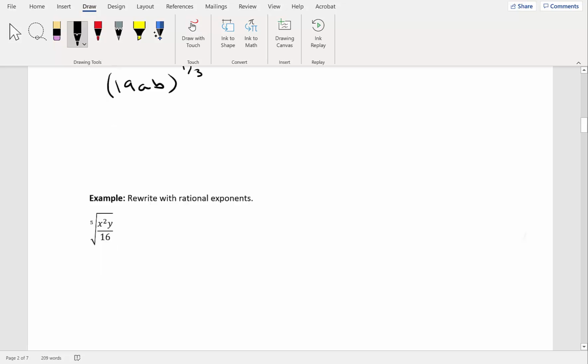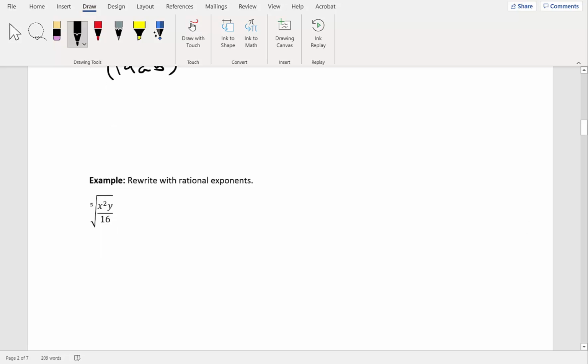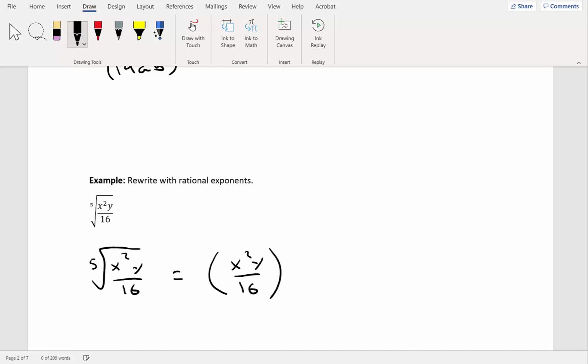Let's take a look at another one. This time we have the 5th root of x squared y divided by 16. So we're going to rewrite this so we have a fraction as an exponent. So our radicand here is x squared y over 16. And now this will be raised to the 1/5 power. So notice our index is the denominator of our fraction.